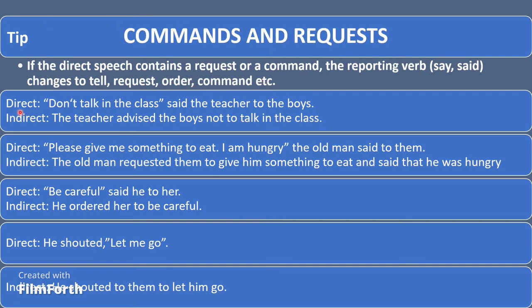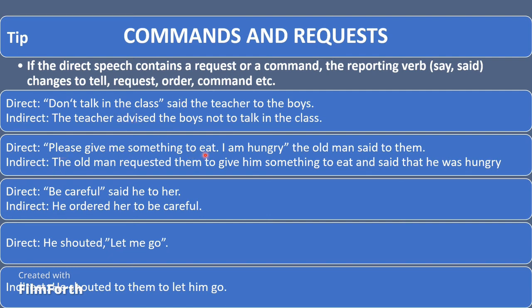That is, you have to use these words in the indirect speech. Now let's take examples. Direct. Don't talk in the class, said the teacher to the boys. Now here the teacher, what is she telling? Either you can say commanding or advising. The teacher advised the boys not to talk in the class. Here the word advised has been introduced.